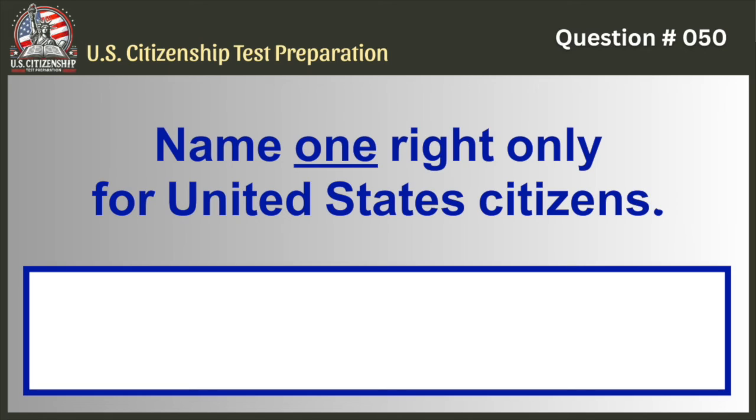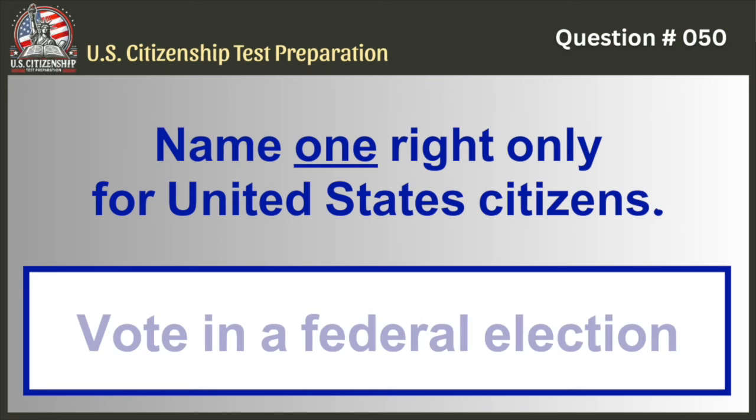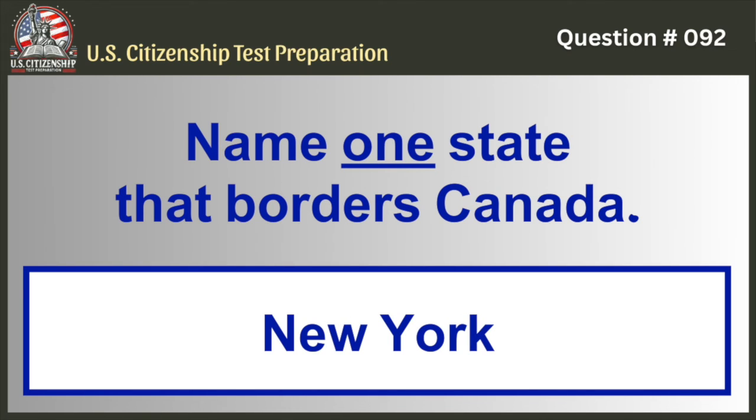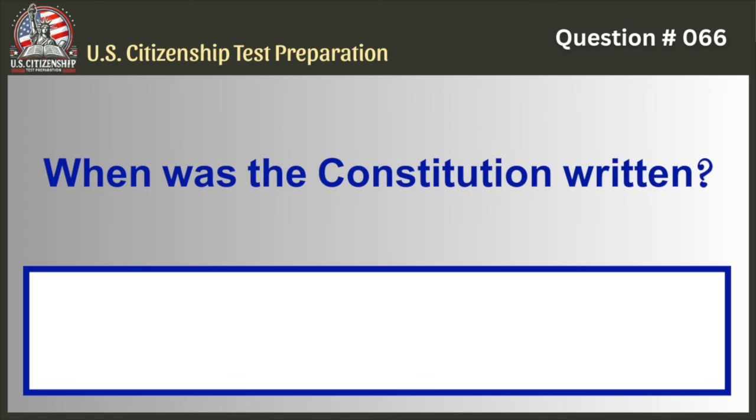Name one right, only for United States citizens. Vote in a federal election. Name one state that borders Canada. New York. When was the Constitution written? 1787.